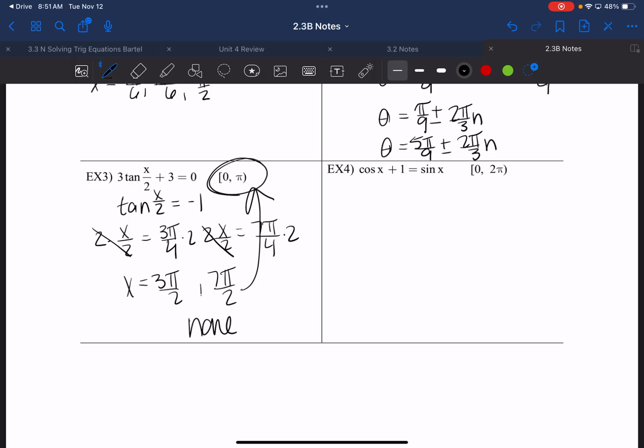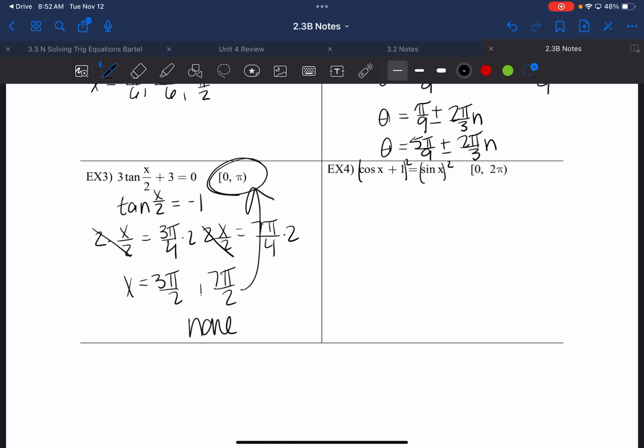All right, so on example number 4, we've got cosine plus 1 equals sine. In this case, we're probably not going to be able to solve it as is because there's not anything for me to factor, even if I move it to the same side. And there's not anything I can replace cosine with to turn it into sine because it has to be squared. If it was cosine squared minus 1, then we would be good. So let's say we square both sides of this equation so that we could maybe do something there.